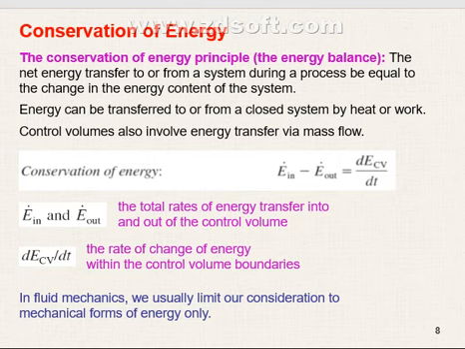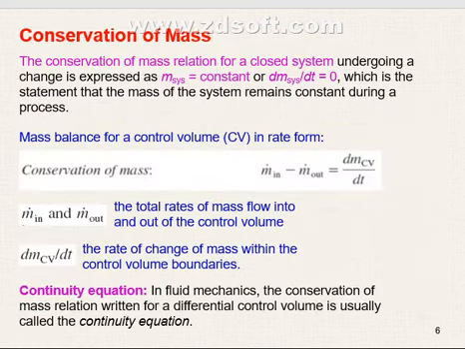So we need to understand the difference between the amount and the rate. Whenever you see over t, it means there is a rate. If you don't see a dot, like E without a dot, this is an amount. If you have a dot, it means it's a rate. I need you to understand this concept. Very important.